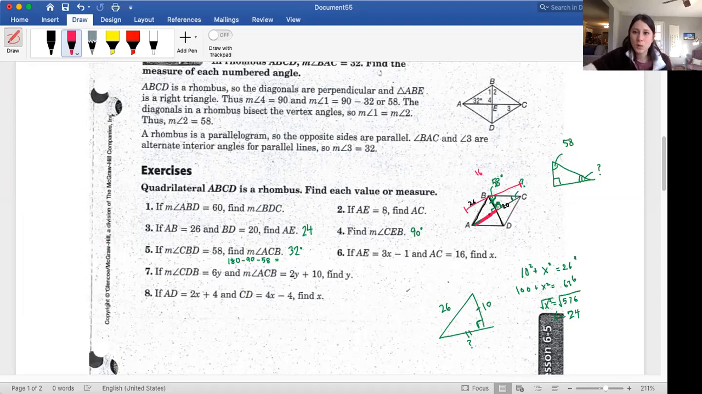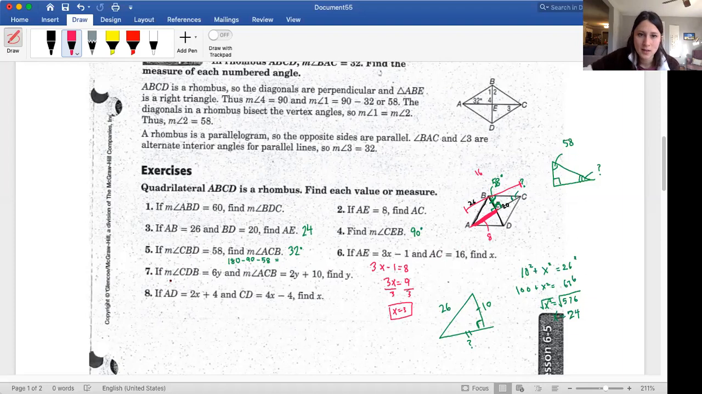So first let's think about what's the relationship between AE and AC. Well, isn't AE just half of AC? So that means AE, if the whole length of AC is 16, then half of that would be 8. So AE is also 8, right? The length is 8. So then we can just set up our equation as 3x minus 1 equals 8, and then work this out to find x. Add 1 on both sides, then divide by 3, x equals 3. Okay?